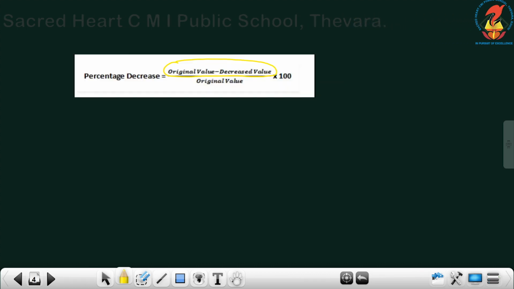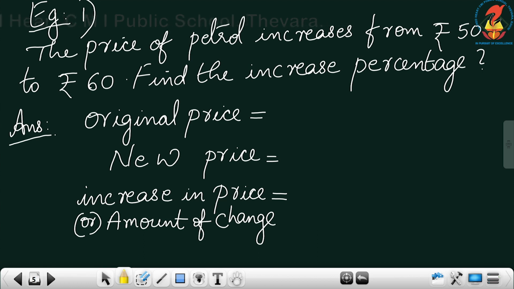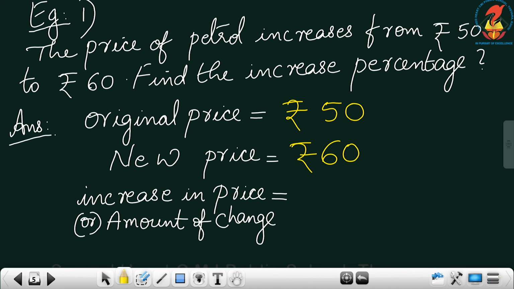I will give you one example. The price of petrol increases from rupees 50 to rupees 60, find the increase percentage. So, we have to find the percentage increase here. What is the original price here? The price of petrol increases from rupees 50 to rupees 60, so we take rupees 50 as the original price. And the new price is rupees 60.